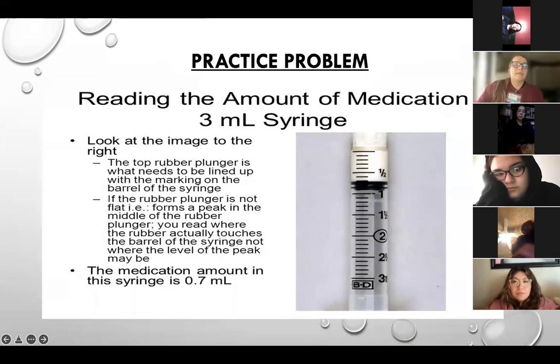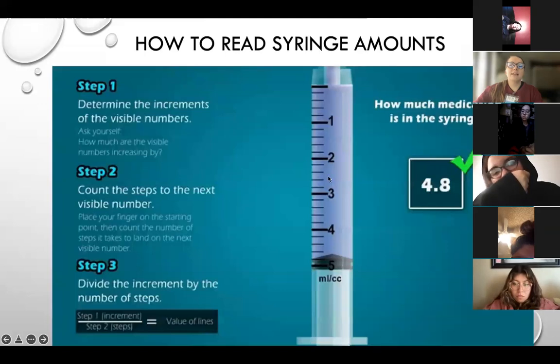Now we're going to look at it again. Just a different example. So this is a 3 cc syringe. So like I was saying, the increments are different. So if I count, we have 1, 2, 3, 4, 5. We have 5 tick marks for a half of a cc. So that means that each one of these tick lines is 0.1. Now that's different from our 5 cc. Remember, the tick marks were 0.2.